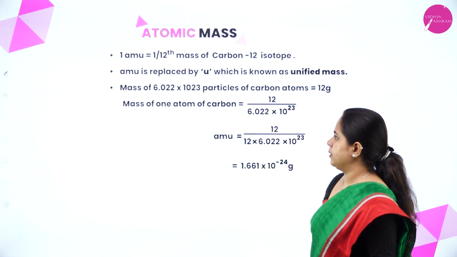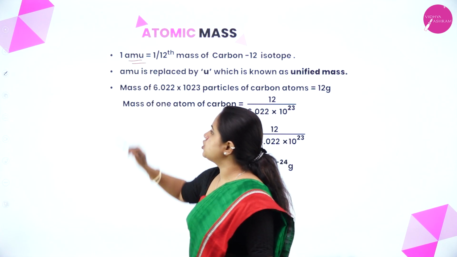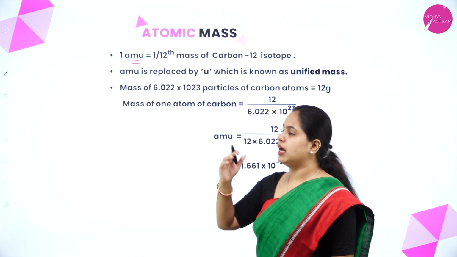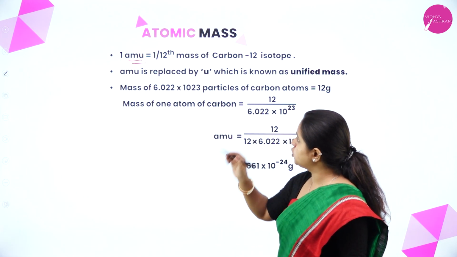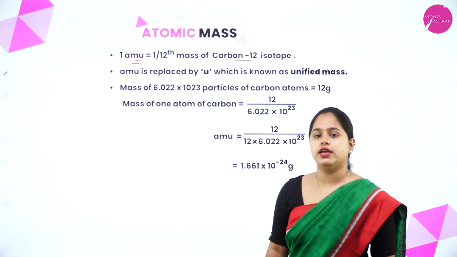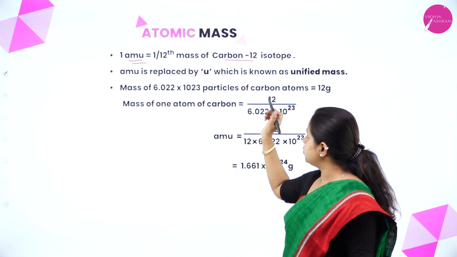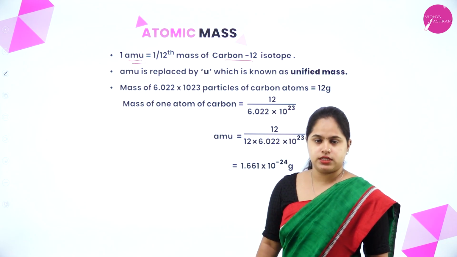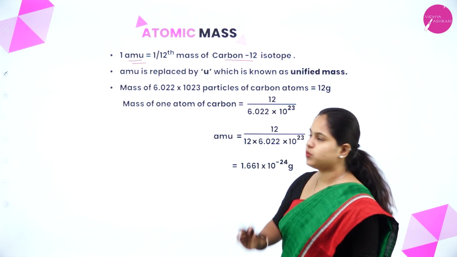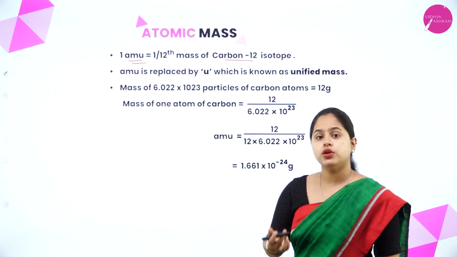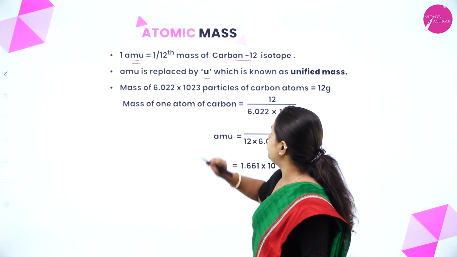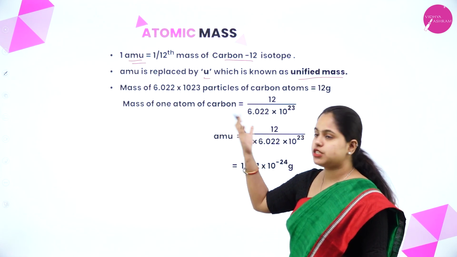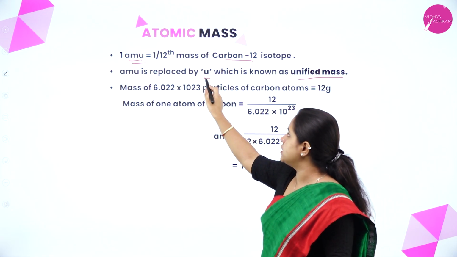So the unit used to measure atomic mass is the atomic mass unit. It is defined that one atomic mass unit is 1/12th the mass of the carbon-12 isotope. The reference we took here is the carbon-12 isotope, so your one atomic mass unit is 1/12th of your carbon-12 isotope. Nowadays your AMU is replaced by U, which is known as unified mass. Instead of representing it as atomic mass unit, it is represented as unified mass with the symbol U.